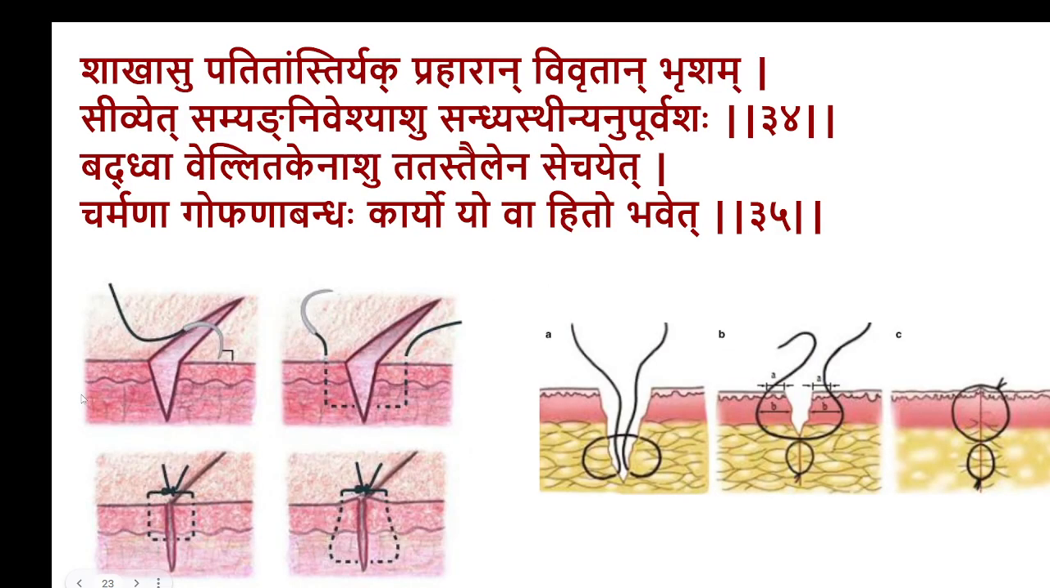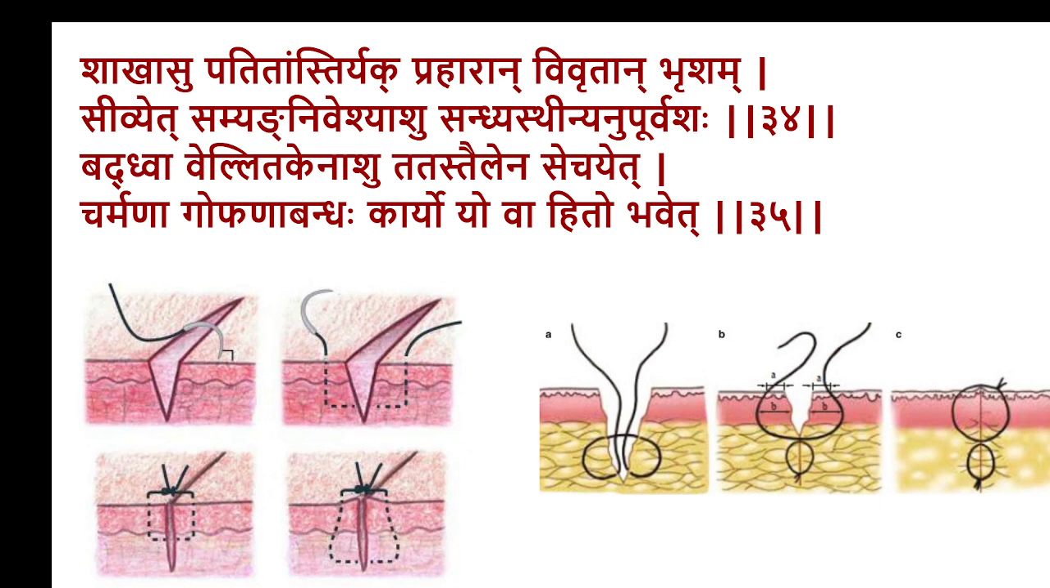Then, in case of the deep wounds, Shakhas Patitam Siryak, Praharan Vivrtan Bhisham, Sammik Nimesha Ashu Sandhyastini Anupurushaha, Badhva Velitakena Ashu Tatas Tailena Sechayeta, Charmana Kopana Bandaha, Karyova Yova Hito Bhaveta. This is suturing of the wounds elsewhere; in case of complex wounds where multiple tissues are involved, you have to go plane by plane. So what Sushruta has suggested is, if it is a bone, the bone has to be kept in the proper position, then the next tissue.